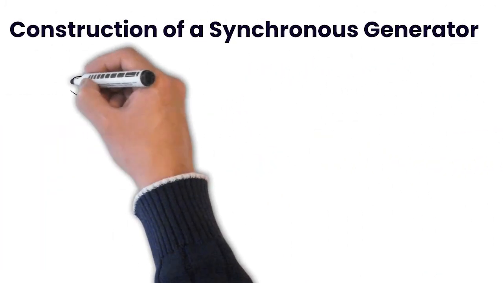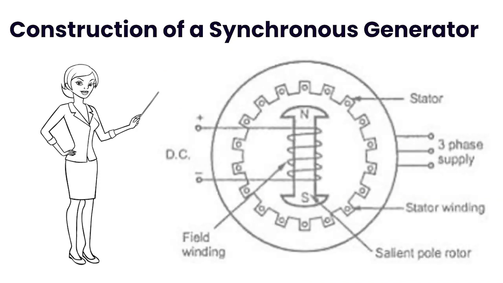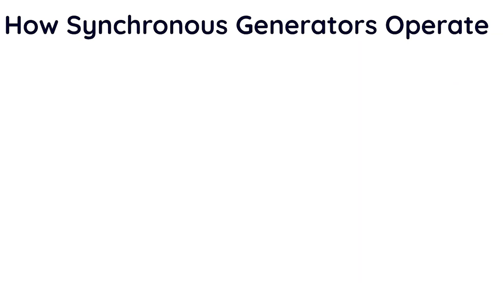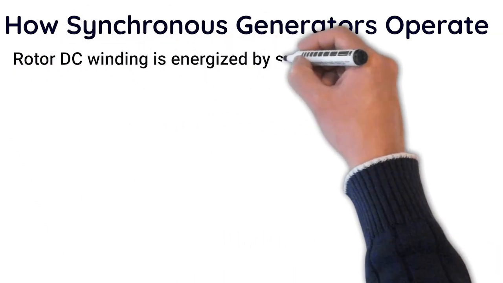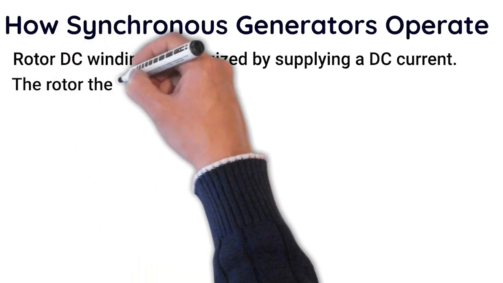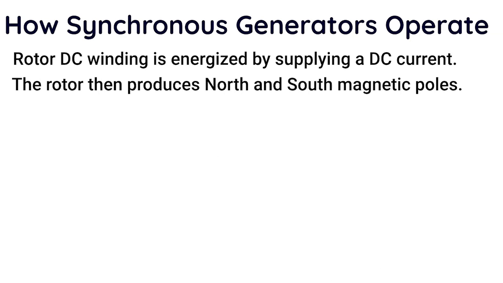This is a simple diagram of synchronous generator construction. Here you can see the major components of a synchronous generator such as rotor, field winding, stator and stator winding. Rotor has a DC winding called the field winding which should be energized by supplying a DC current. Then the rotor produces north and south magnetic poles.